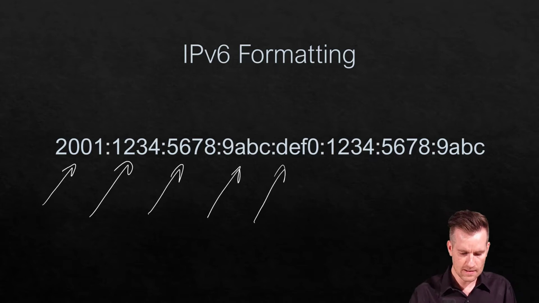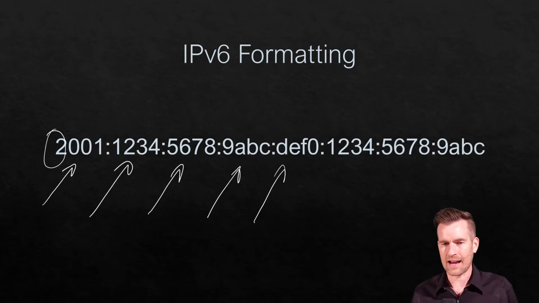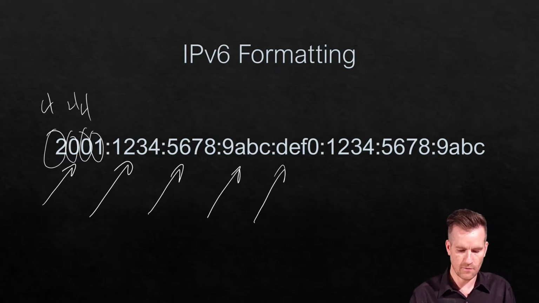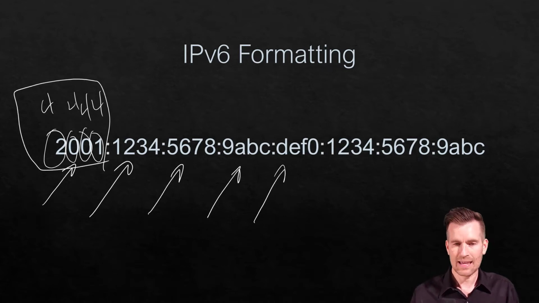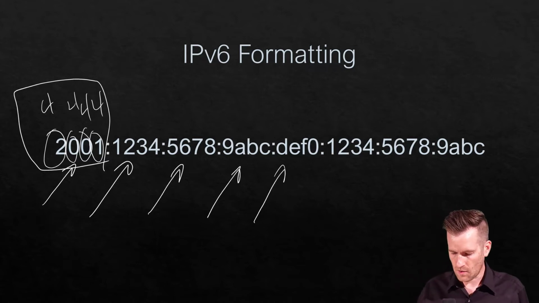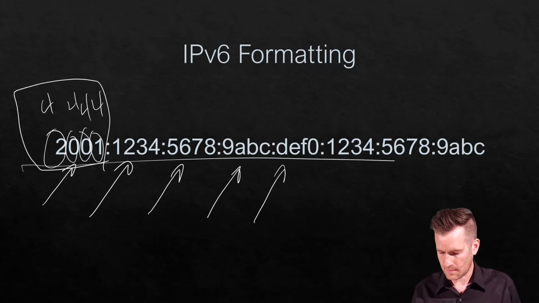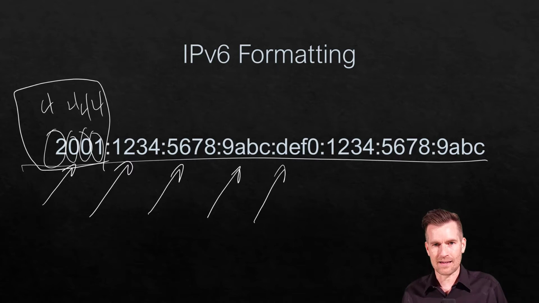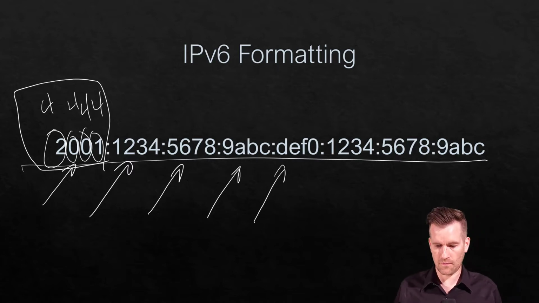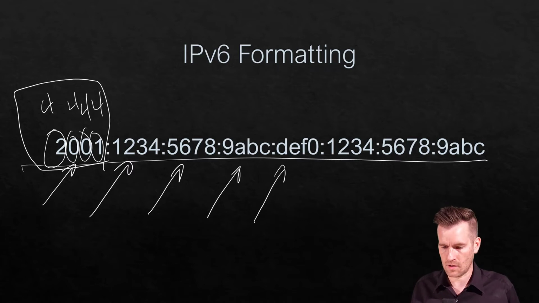And so a hexadecimal number, so this 2 right here is actually 4 bits. And this 0 is another 4 bits. And this 0 right here is another 4 bits. And this 1 right here is 4 bits. So each hextet is 16 bits long. And so you can see that 16 times 8 here is 128. So we've got a lot more bits that we work with versus IP version 4, which is just the 32 bits.